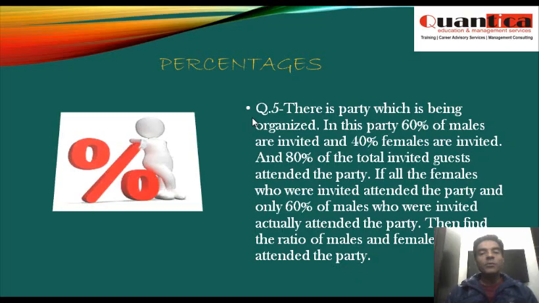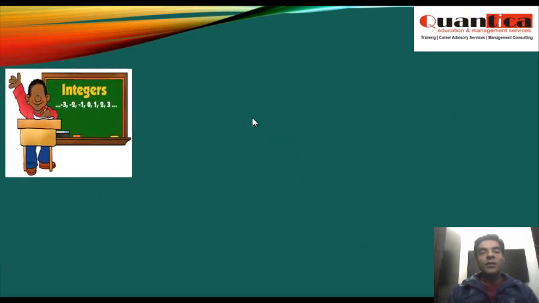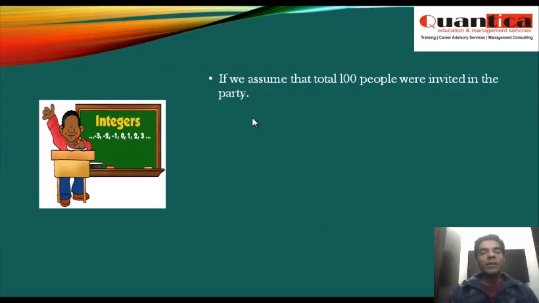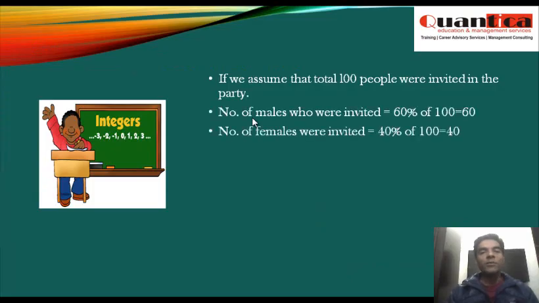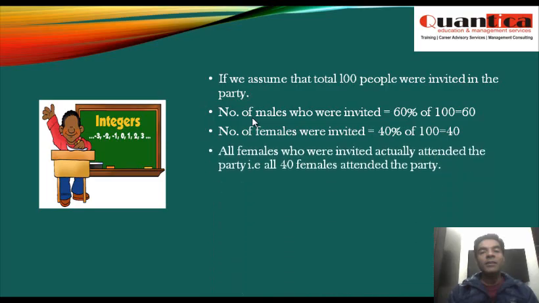Now it is given in the question that the number of males who were invited was 60% of total, which is 60% of 100, which is 60, and females who were invited were 40% of 100, which is 40. It is also given that all the females who were invited actually attended the party. That means all 40 of them attended the party. It is also given that 80% of the total people who were invited attended the party. That means total people who attended the party were 80% of 100, which comes out to be 80.